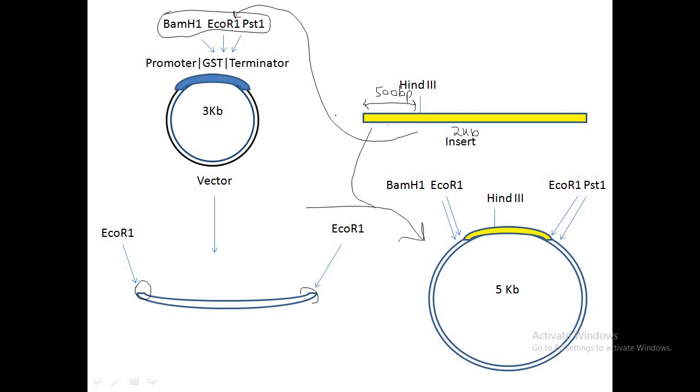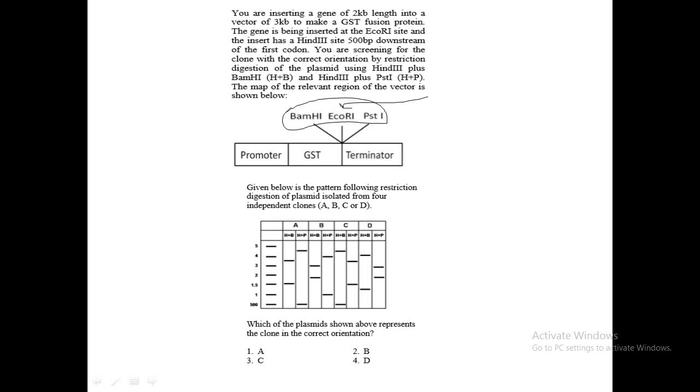When you perform this ligation reaction, the insert and vector will ligate with each other to give this 5 kb product. Look carefully: when this 3 kb vector and 2 kb insert are ligated, they give a final product of 5 kb. Now in the question they are asking what will happen if they treat this with HindIII and BamH1. What are the different sizes of fragments they will get when they treat with these two different restriction enzymes?